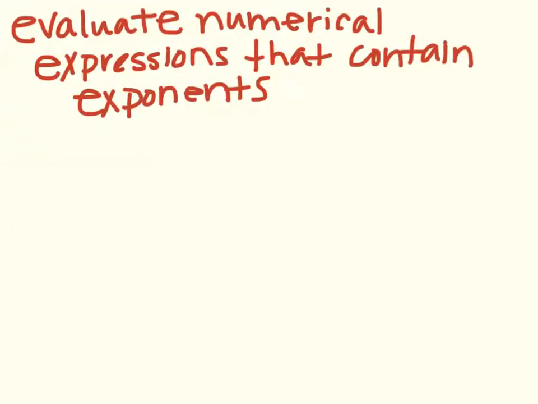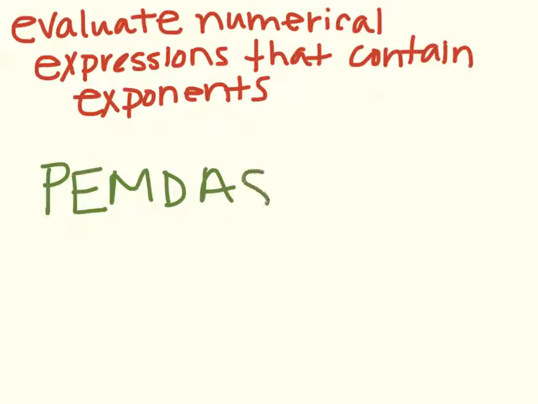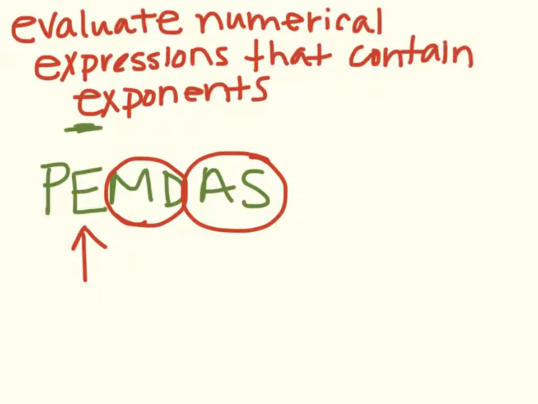Now this gets really fun. We're going to evaluate numerical expressions that contain exponents. Before we begin, here's a quick reminder. You might remember this: Please excuse my dear Aunt Sally. We're going to be working with exponents, so we need to be aware of this E. Remember, P stands for parentheses, E for exponents, MD for multiplication and division, AS for addition and subtraction.